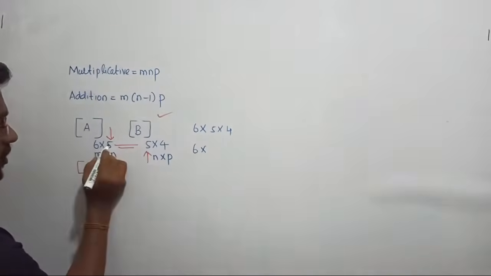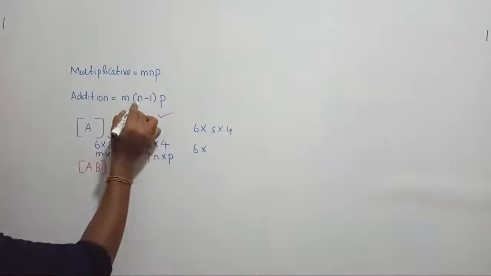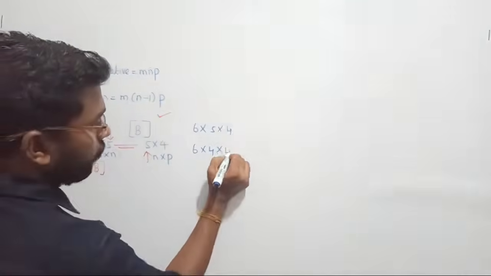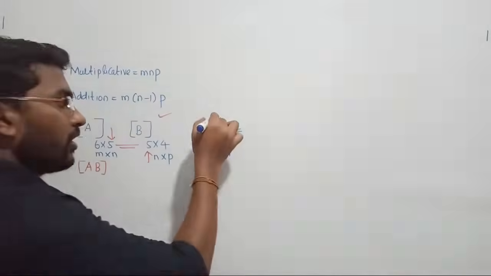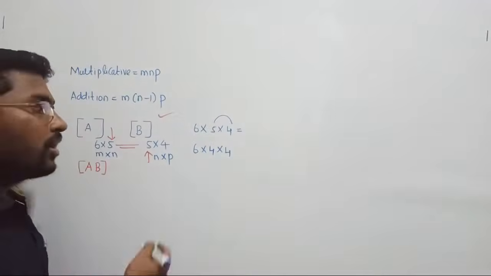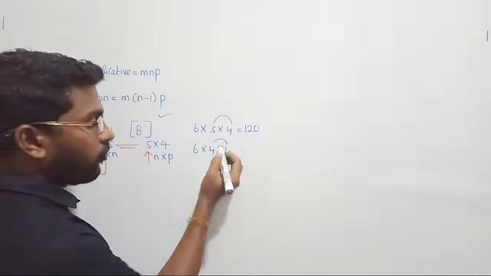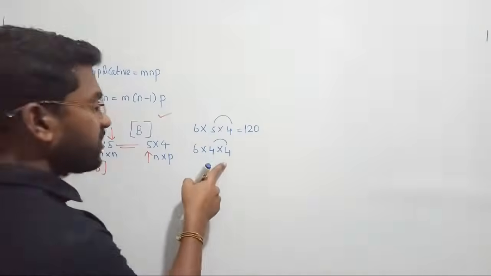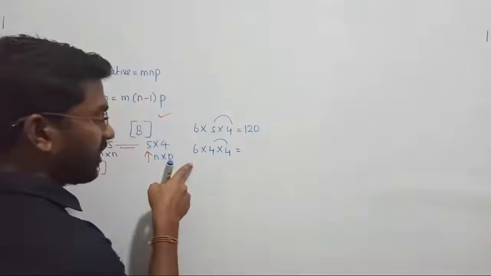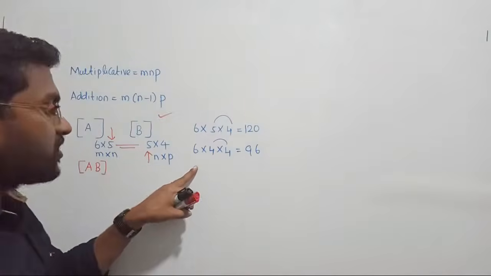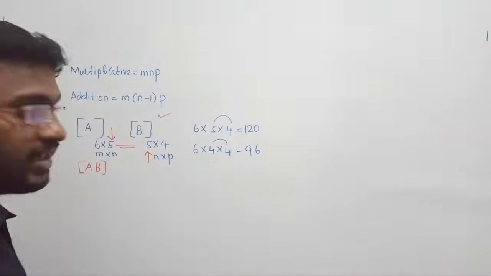Either you can select this one or this one, and you have to separate it by 1, because n minus 1. So 5 minus 1 is 4, and here also we have 4. The first answer is 5 times 4, which is 20, and 20 times 6 is 120. Second, 4 times 4 is 16, and 16 times 6 will be 96. Am I correct? Yes, that is 96 only, right?